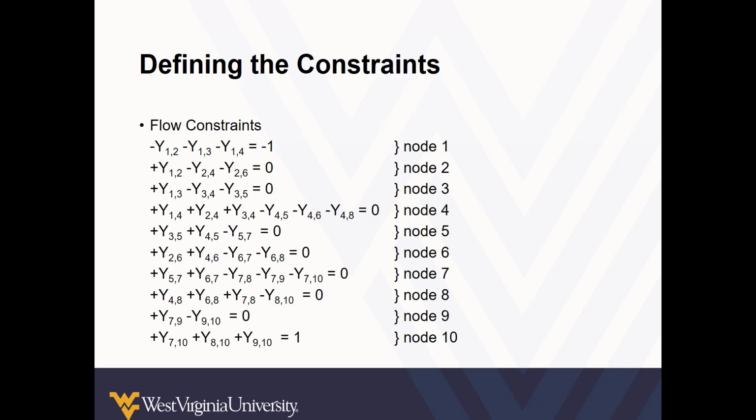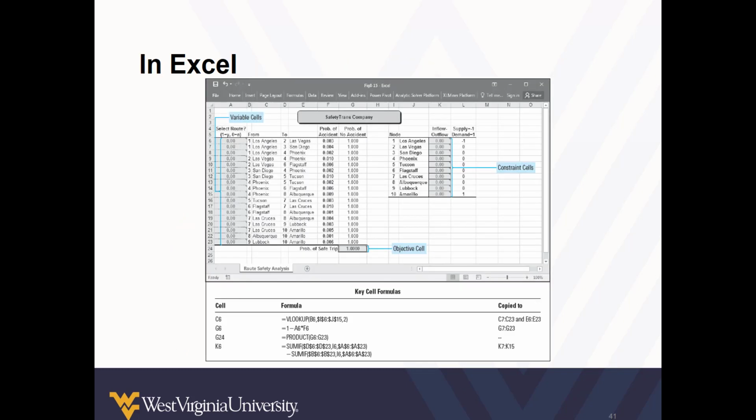Let's take a look at our constraints. So we have our flow constraints. To solve a shortest path network flow problem, we assign the starting node a supply value of -1 and assign the ending node a demand value of +1 and apply the balance of flow rule. The first constraint ensures that 1 unit flows out of node 1 to nodes 2, 3, or 4, and the last constraint ensures that 1 unit flows into node 10 from nodes 7, 8, or 9. The remaining constraints ensure that any flow into nodes 2 through 9 is balanced by an equal amount of flow out of those nodes. And this diagram illustrates the setup in Excel.